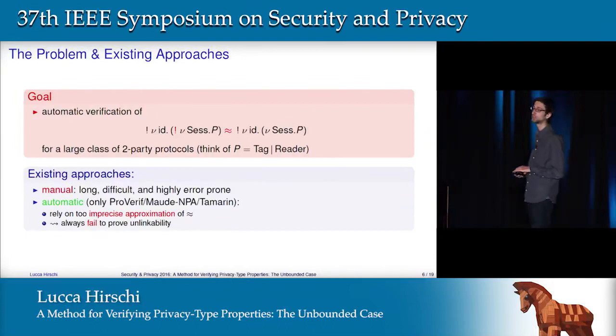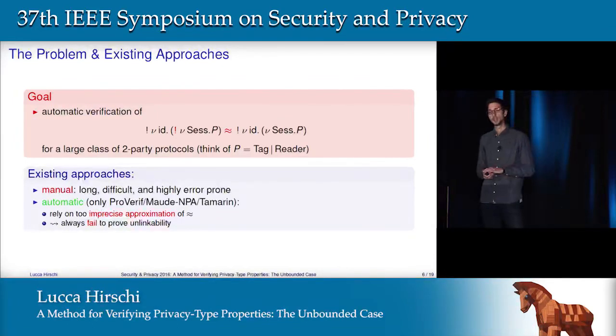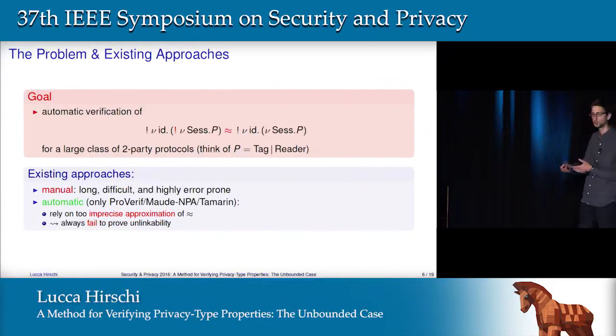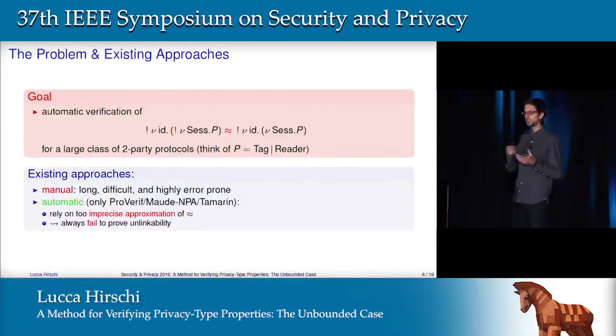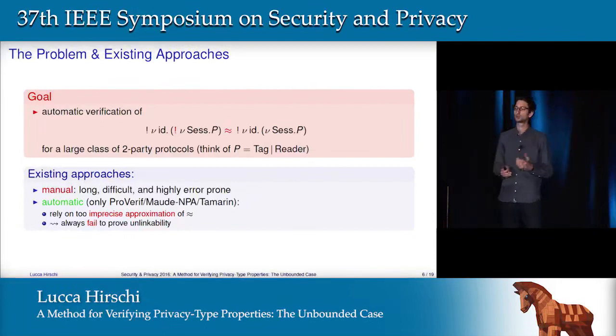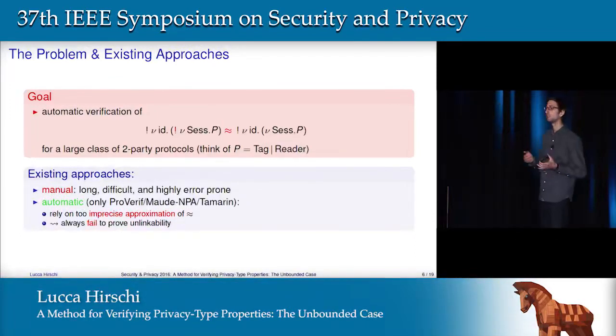What are the existing approaches? So first, we can do manual proofs, obviously, but as you may know, it is long, difficult, and highly error-prone, so we rather want automatic verification, and we can do that in this model. The problem is that the only tools and methods that can deal with both this unbounded number of sessions and users and some sort of equivalence are those three tools, ProVerif, Maude-NPA, and Tamarin. And the problem is that they all rely on a too imprecise approximation of trace equivalence, meaning that at least for all our case studies, we systematically obtain false attacks. So we cannot use them directly to verify this property.